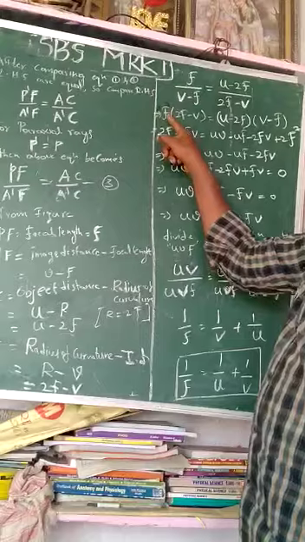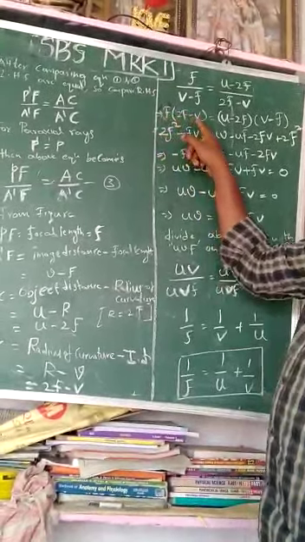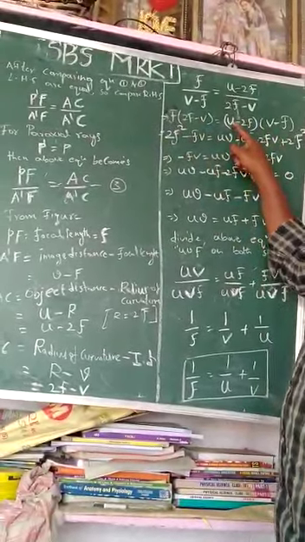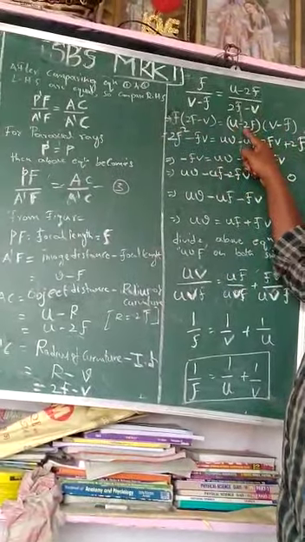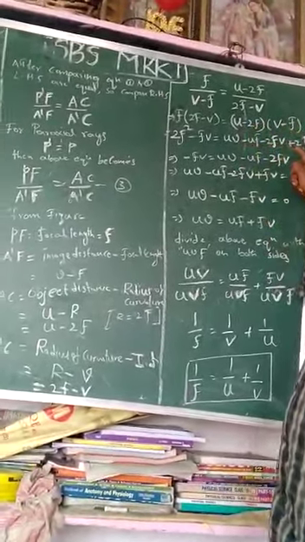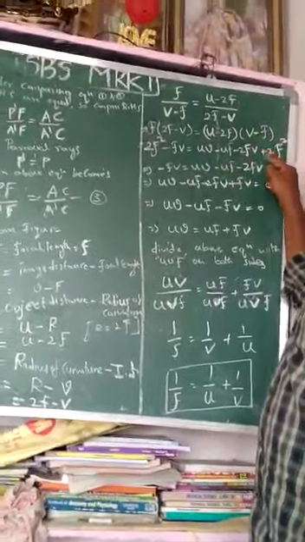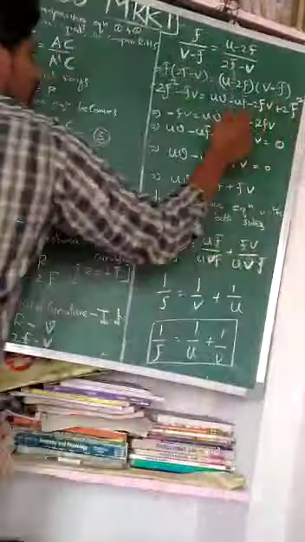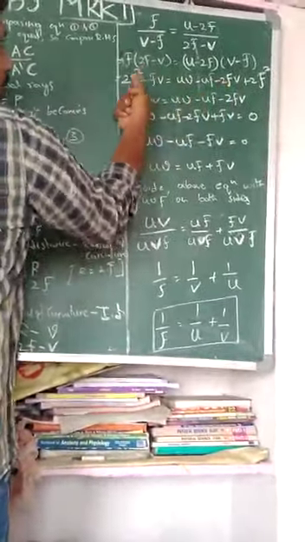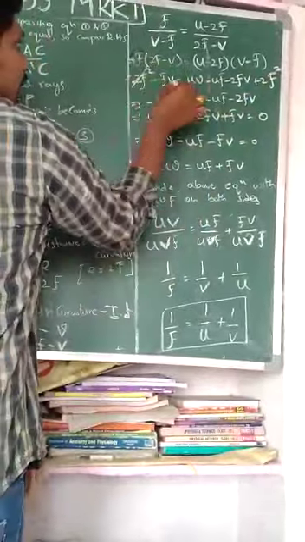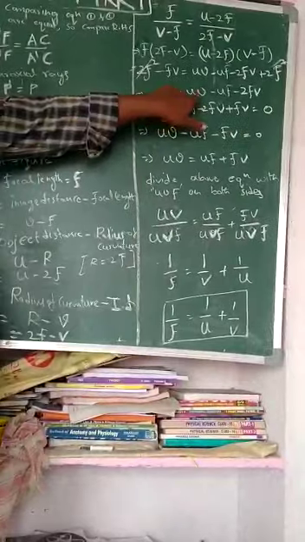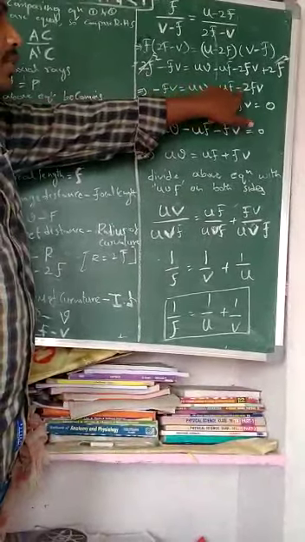So after multiplication, f into 2f, 2f square, f into minus v, minus fv, equals u into v, uv, u into minus f, minus uf, minus 2f into v, minus 2fv, minus 2f into minus f, minus of minus plus, so plus 2f square. So here on both sides, 2f square and 2f square get cancelled. Then the equation becomes minus fv equals uv minus uf minus 2fv.